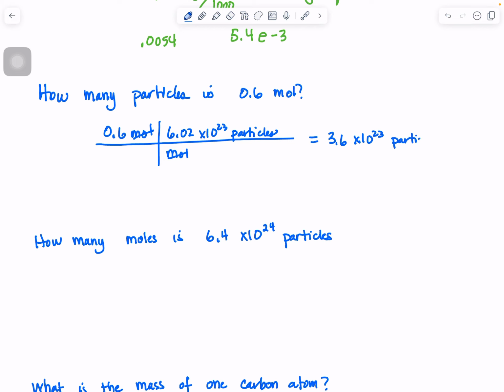When you are plugging this into Positive Physics, you may not write it for me this way, but this is how you would type it in: 3.6E23. For me, this is what you have to write out because that is the proper notation.